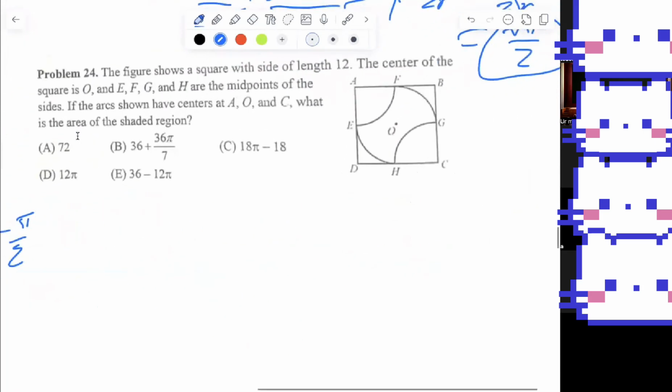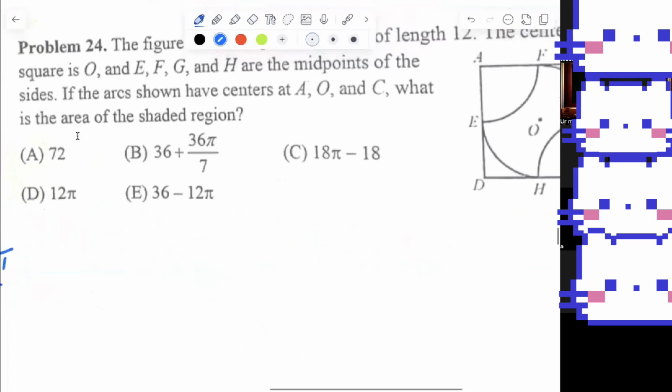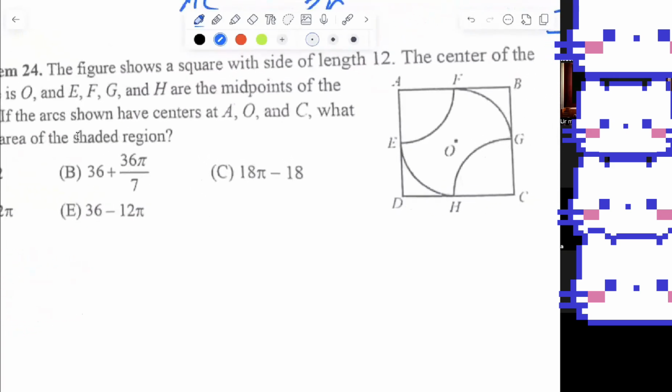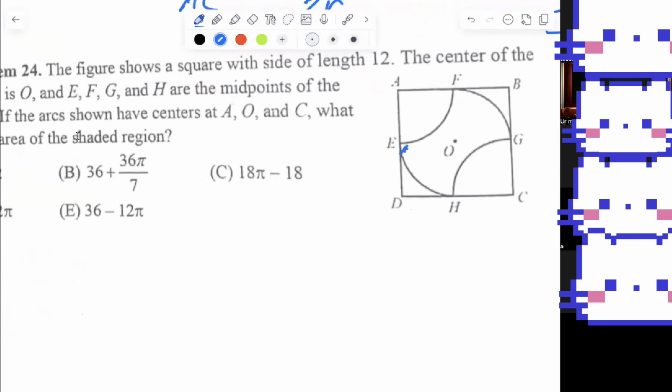So now let's go to 24. And then we'll find the area of the shaded region. The shaded region, I think, was this thing right here. I'll let you guys have a try on this.